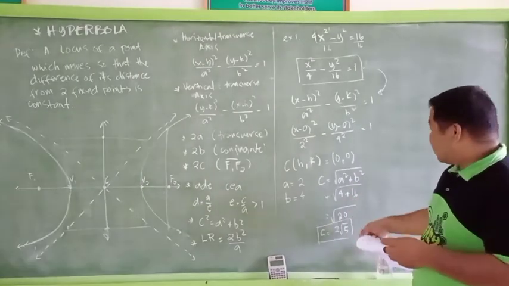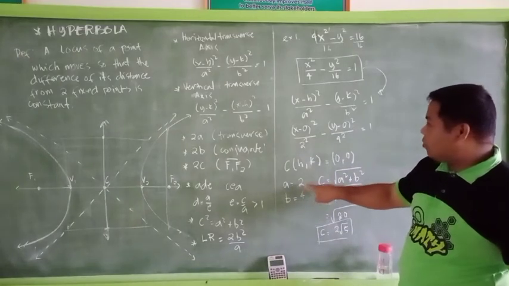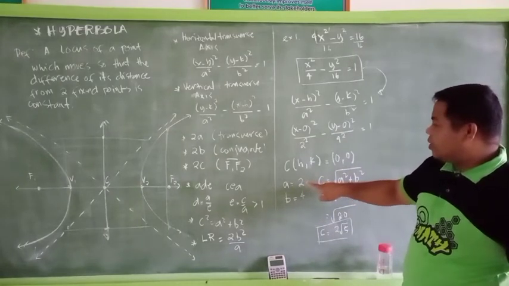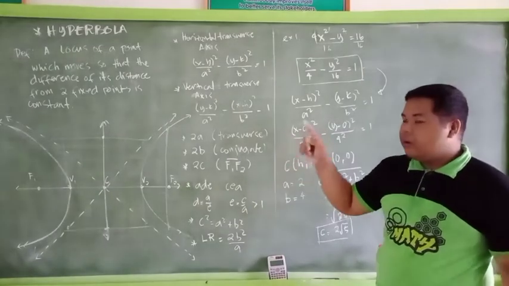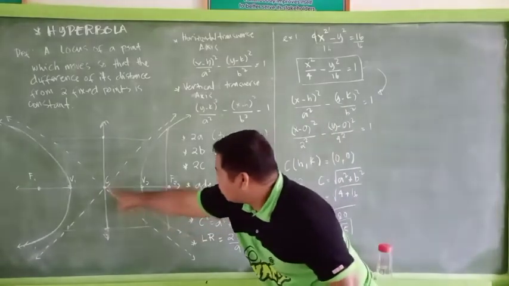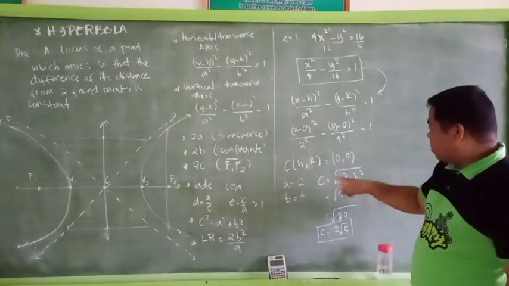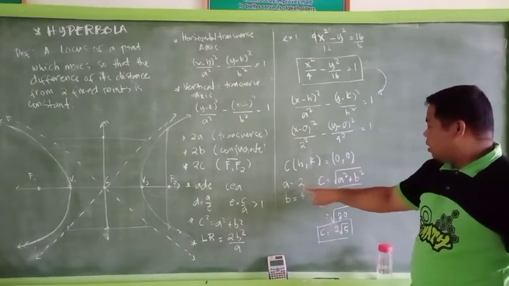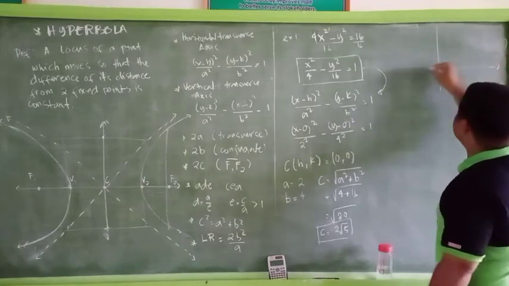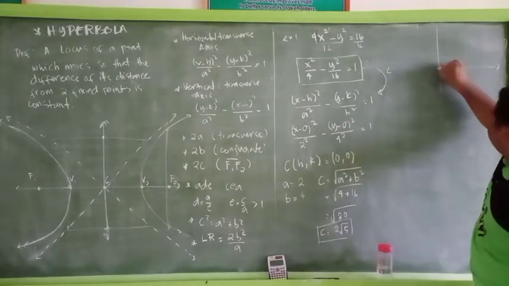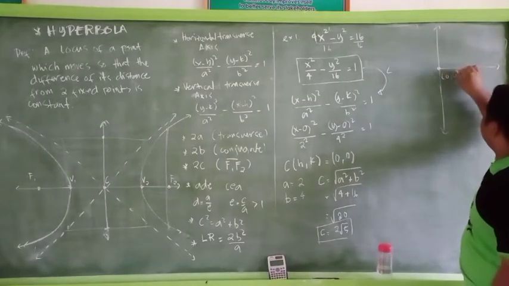So anong next na hahanapin natin dito? As you can see, meron tayong a. Anong ulit yung a natin dito? Yung a natin, that is the distance from center to one of your vertices. So from this point to this point, that is your a. Meaning, yung distance natin from center, which is 0, 0, is 2. So kung guguhit tayo dito ng graph niya, since alam ko naman yung center ko is 0, 0, dapat located siya at the origin.